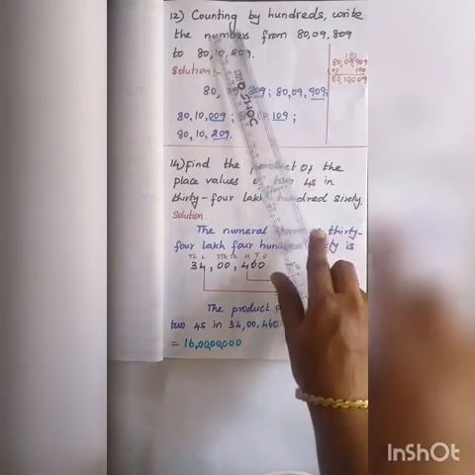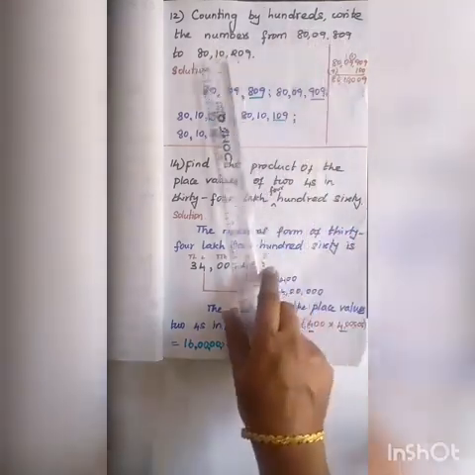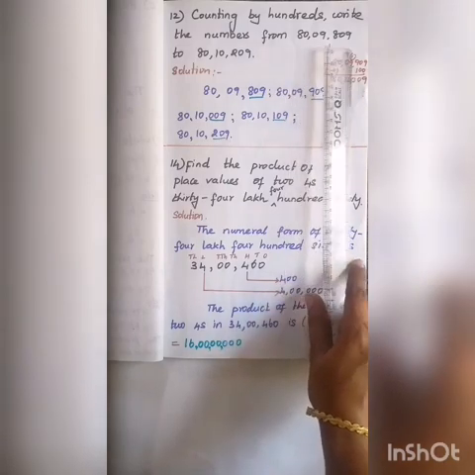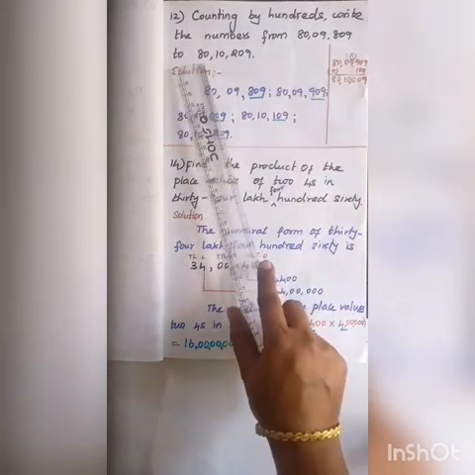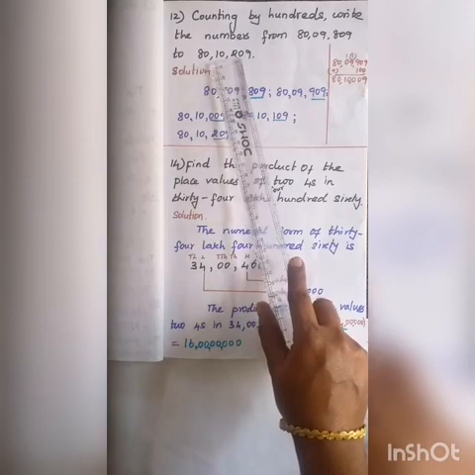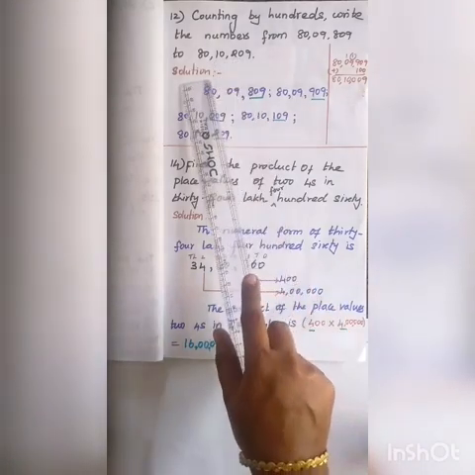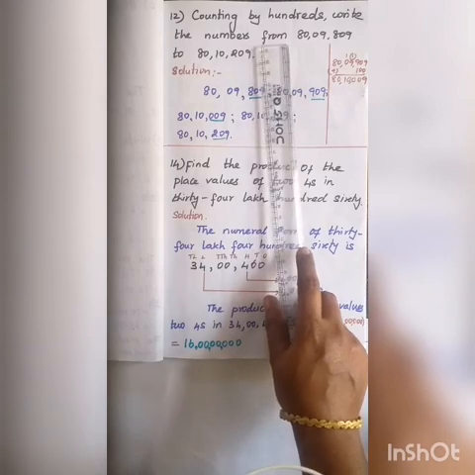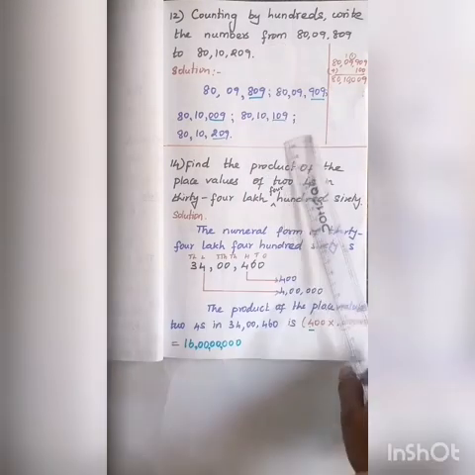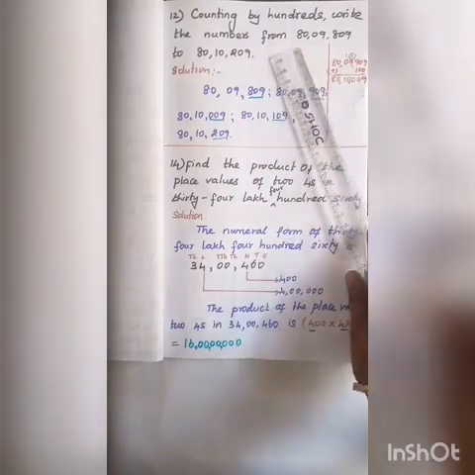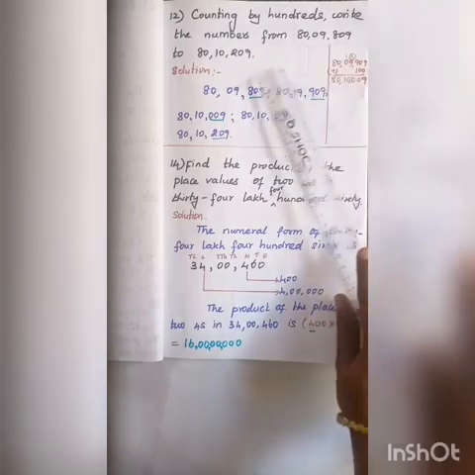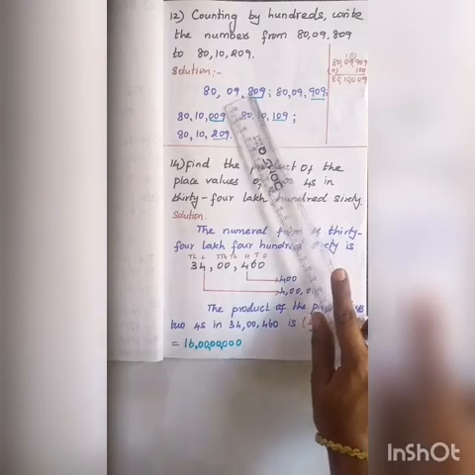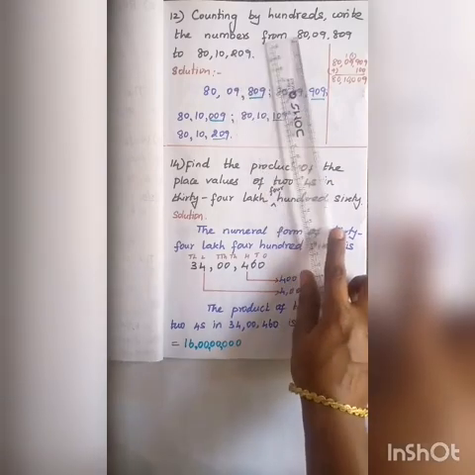12th problem. Counting by hundreds, write the numbers from 80,09,809 to 80,10,209. Let us see the solution. First of all, here they have given the word "from", so you write the number from 80,09,809 first. Then you have to add counting by hundreds.